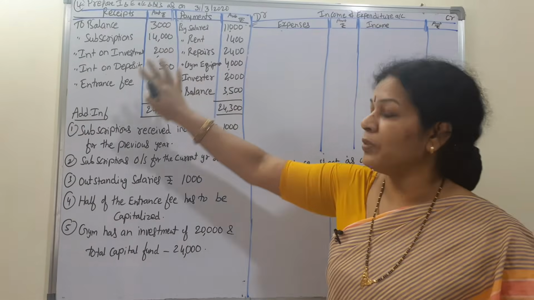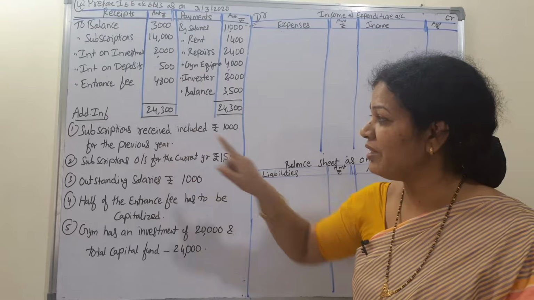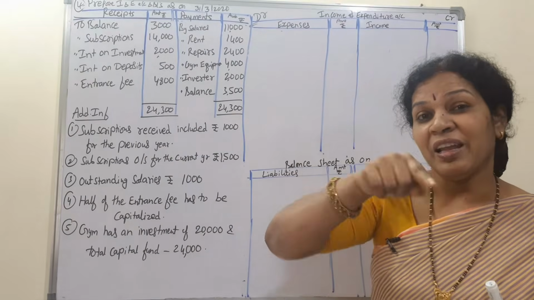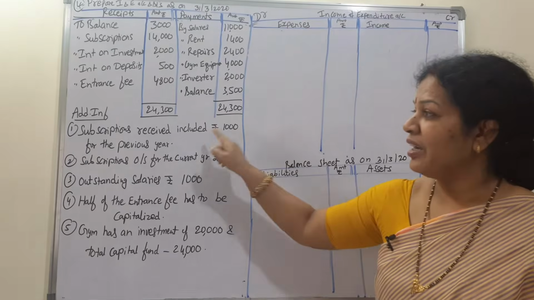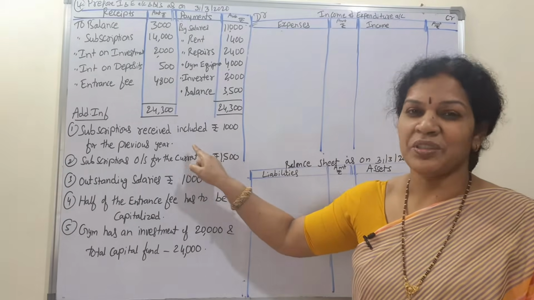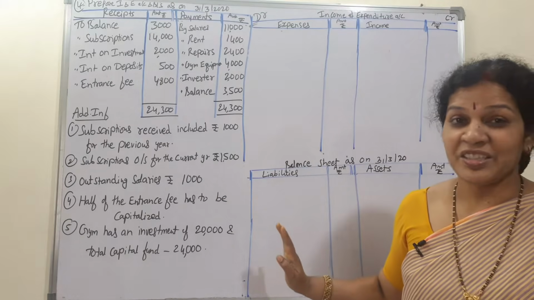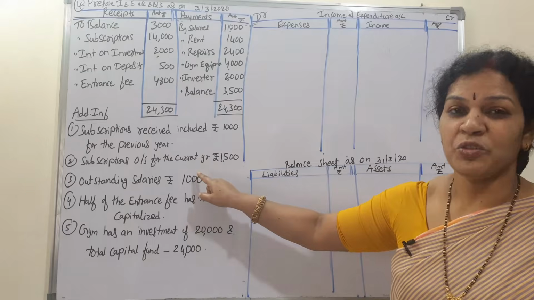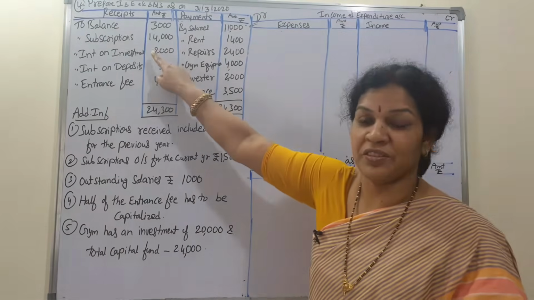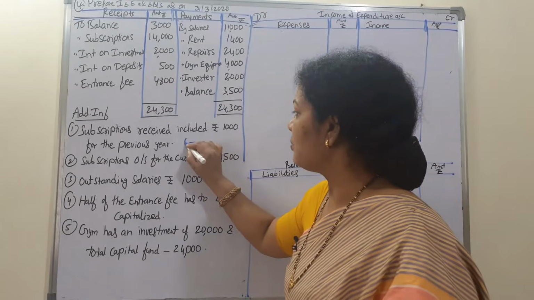And this is over. Adjustment: subscriptions received included 1000 for the previous year. In subscription, last year's amount is included, so we will deduct it. Previous year's amount never comes in the balance sheet, but anyway this is to be deducted from the subscriptions. Okay, we are going to deduct this one.